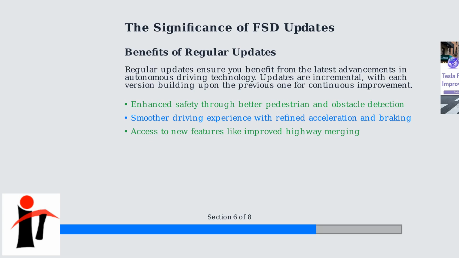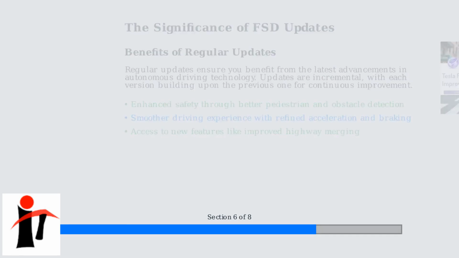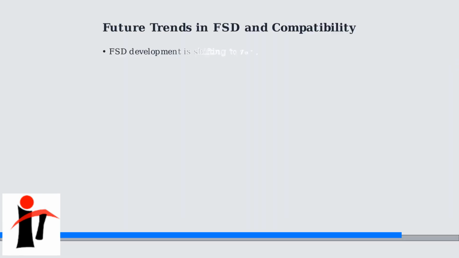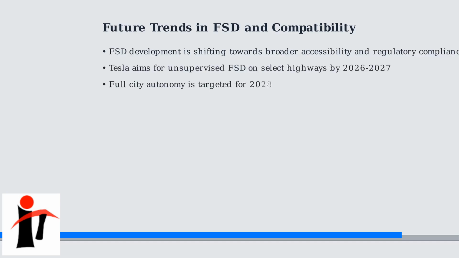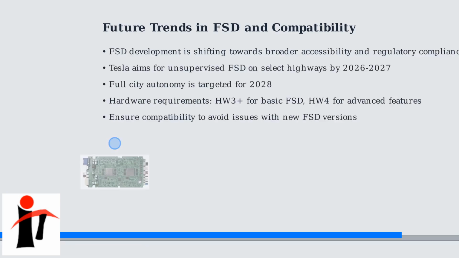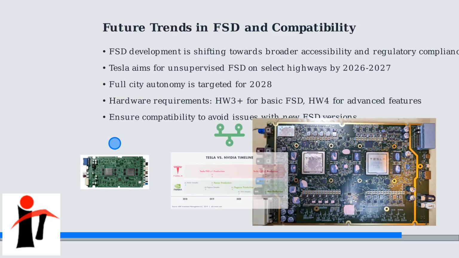These updates are incremental, meaning each new version builds upon the last, creating a cumulative improvement in safety, performance, and reliability. FSD development is evolving toward broader accessibility, making advanced features available to more drivers, while meeting strict regulatory standards for safety and compliance. Tesla is targeting unsupervised FSD capabilities on select highways as early as 2026-2027, followed by full city autonomy by 2028.